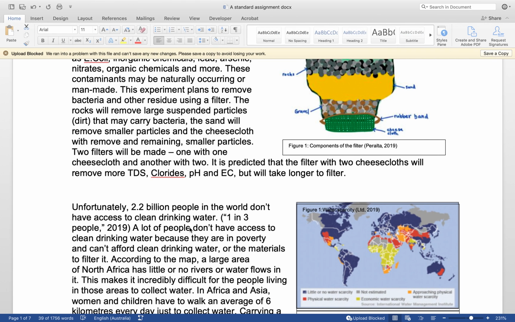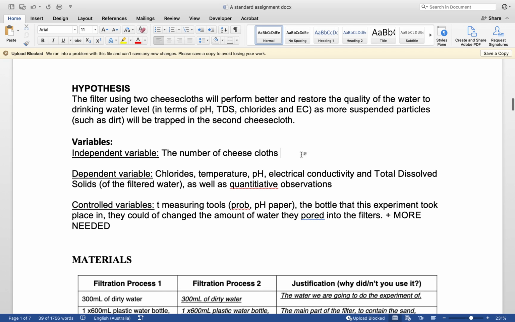Now let's look at the A-level student. Independent variable, the number of cheesecloths. They could even say 1 for filter 1 and 2 for filter 2.